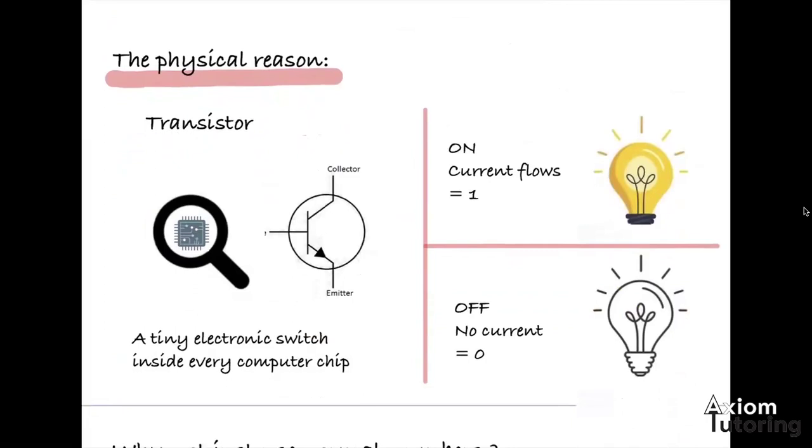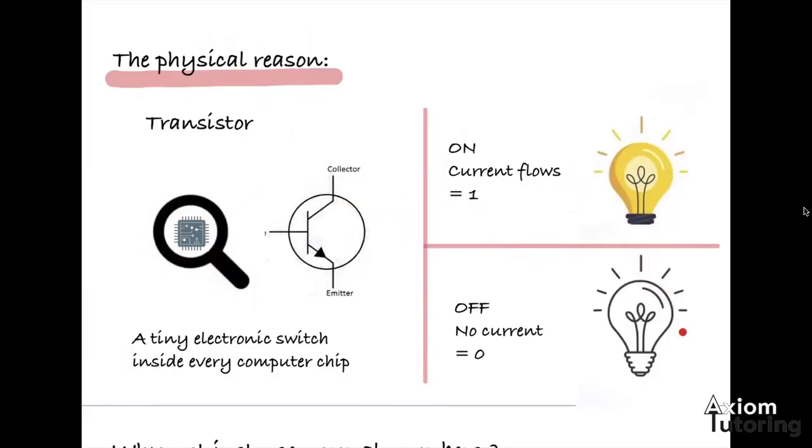Now, inside every computer chip, there are billions of tiny switches called transistors. A transistor does one thing. It switches a flow of electricity on or off. That's it, on or off, nothing in between. We represent those two states with numbers. On equals 1 and off equals 0. So binary, using only zeros and ones, isn't an arbitrary choice. It maps directly onto what the hardware physically does.